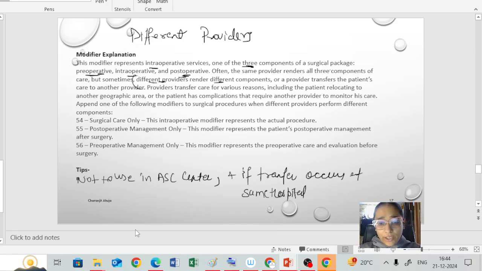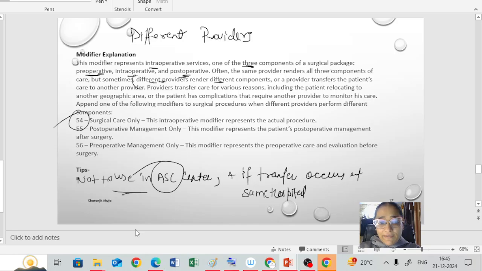We don't need to use this modifier in the ASC center, because an ASC is an ambulatory surgical center. In that center, the patient is coming to get a surgery only. So we are not going to use the modifier 54 in the ASC center, because everyone knows that this patient is coming to get surgical care only. And in those cases, if the surgery is provided in the ASC center, pre-op and post-op care is not included in the surgical package.